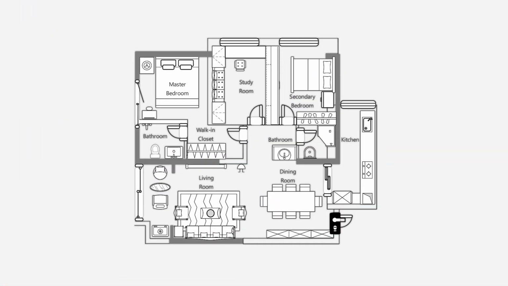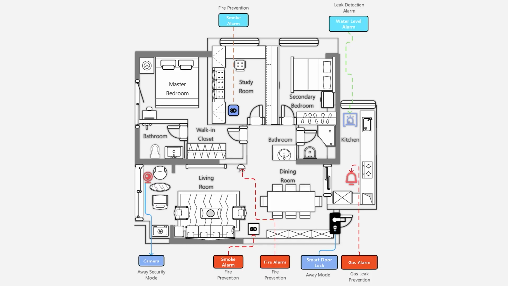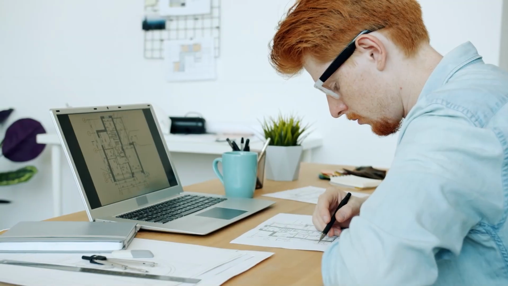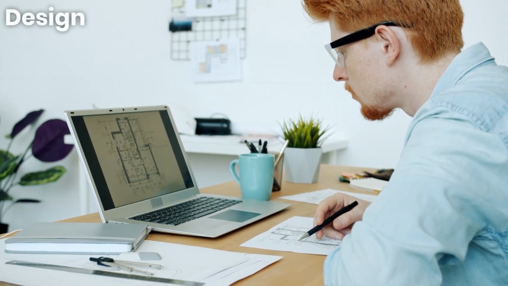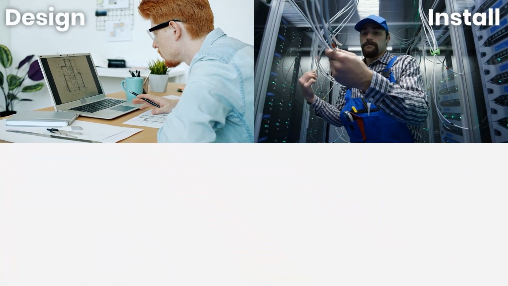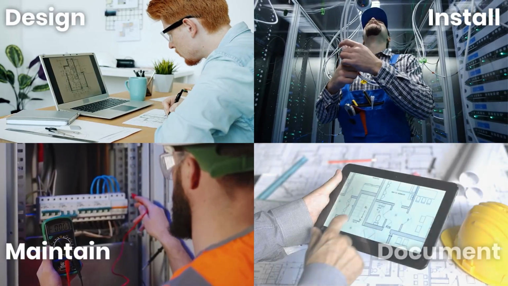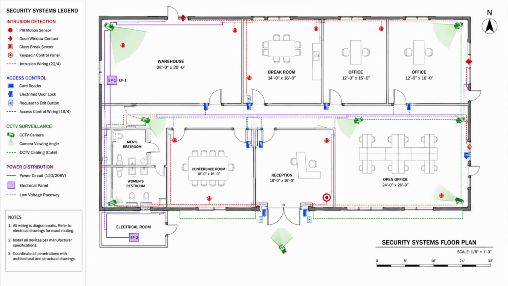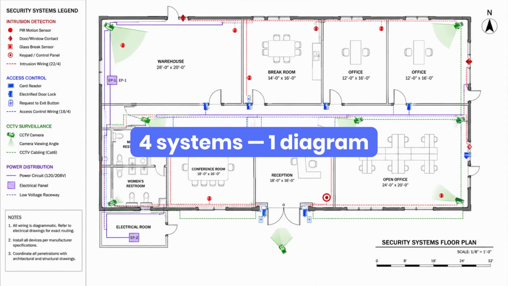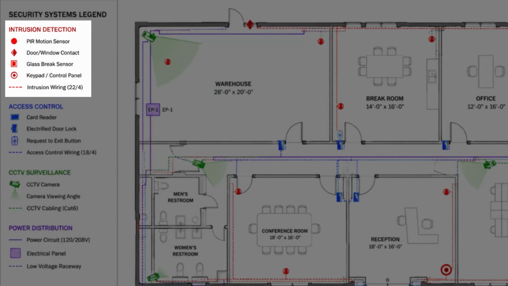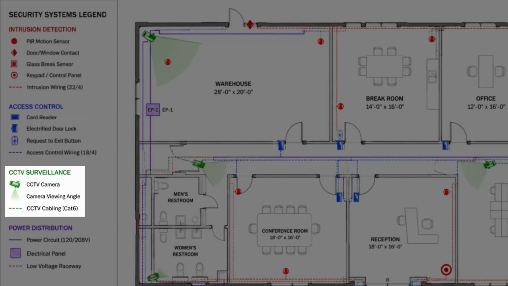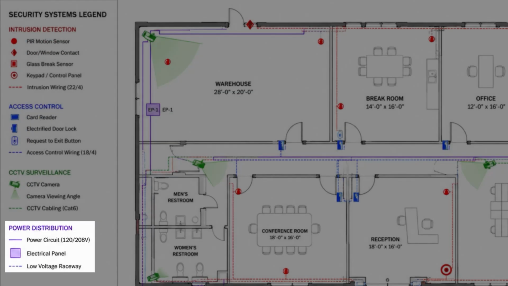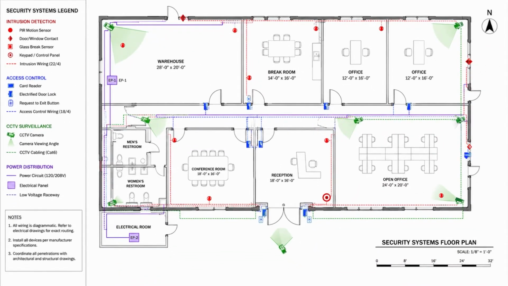A security wiring diagram is a scaled floor plan that shows where every security device is installed, how those devices are wired together, and what cable carries each connection. It is used by security engineers to design the system, by electricians to pull the cables, by technicians to troubleshoot faults, and by facility managers to document the installation. A proper diagram combines a building floor plan with 4 overlaid security systems: intrusion detection, access control, CCTV, and power distribution, each one shown cleanly on top of the spatial layout.